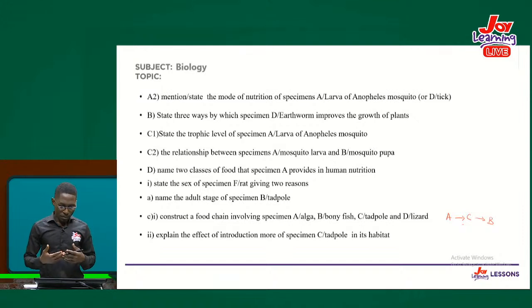Same with evolutionary trend or complexities. Always use an arrow. That arrow carries marks. Then they ask another connecting question. Explain the effect of introduction of more specimens C into the habitat.